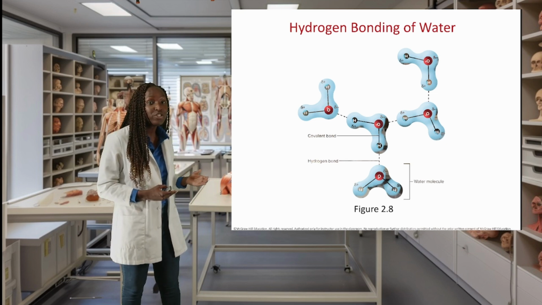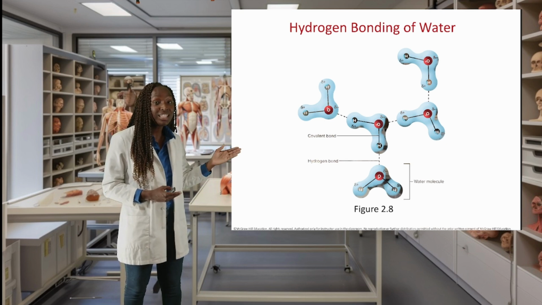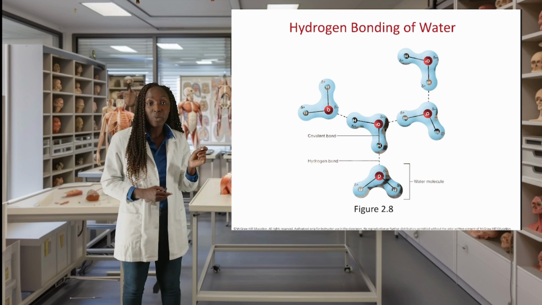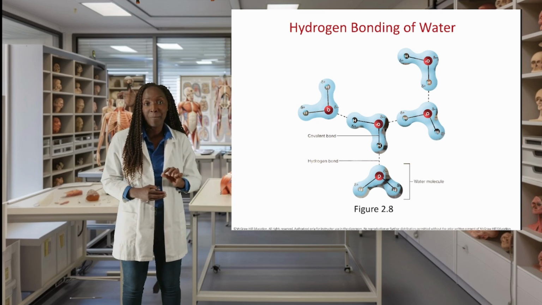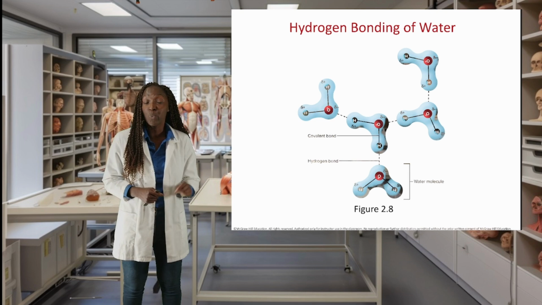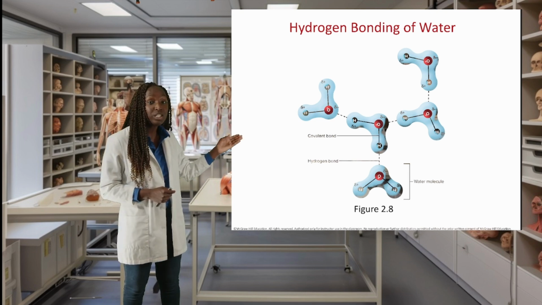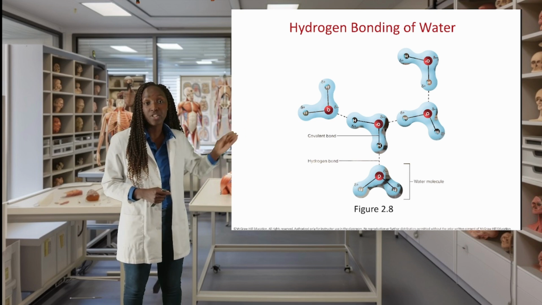So we have our hydrogen bonding between our slightly negative oxygen and our slightly positive hydrogen. That forms that weak bond. That is intermolecular, between two different water molecules. But intramolecular, within one water molecule, we see the polar covalent bond between the oxygen and the hydrogen.